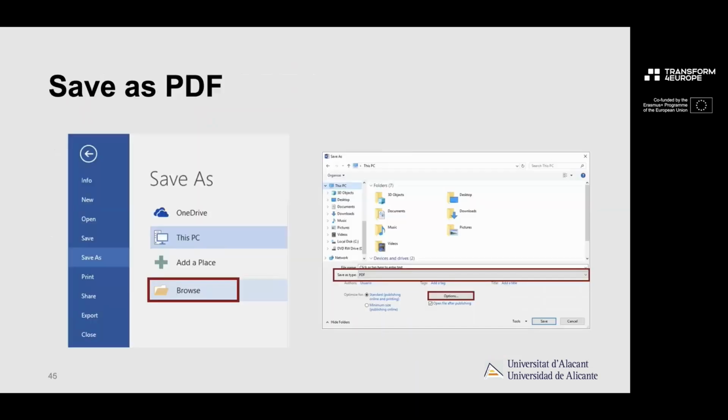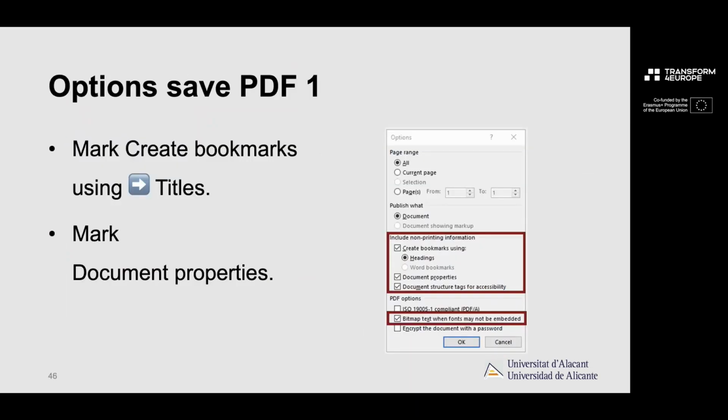In the Options button, the dialog box, we have to ensure that we activate the option Create Bookmark Using and choose headings. This way, a table of contents will be created in the navigation panel of the PDF document from headings of the Word document.